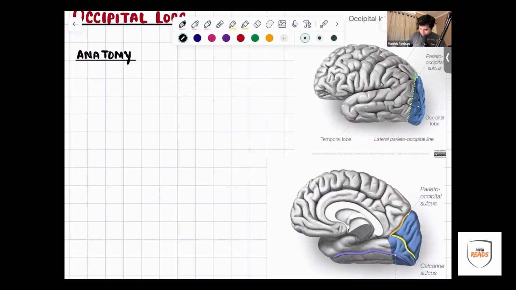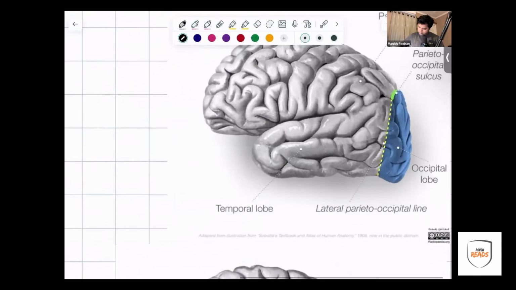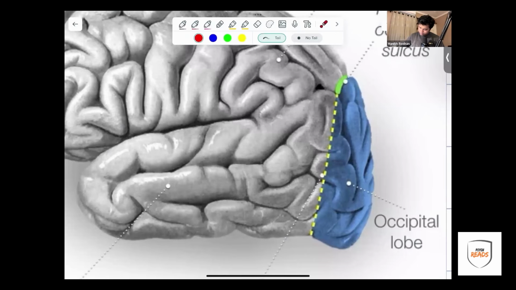So on the lateral surface, it is separated from the temporal and parietal lobe with an imaginary line. Just focus on this line. This is the line that we are talking about. It starts from the parieto-occipital sulcus on the topmost margin and ends at a notch over here.